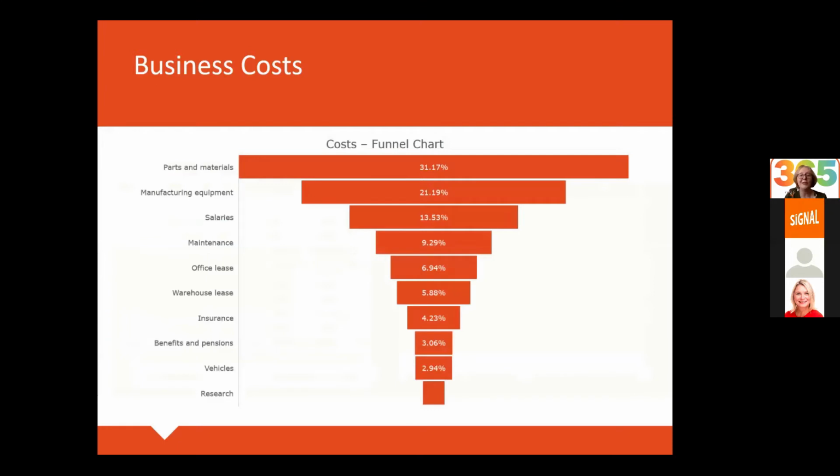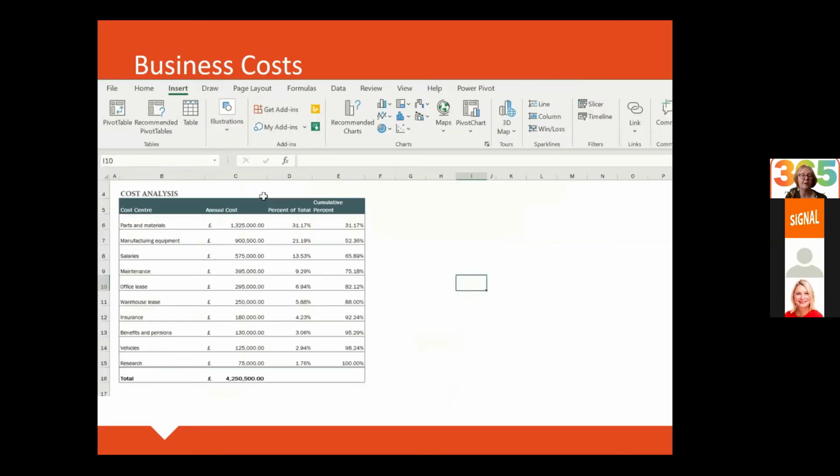So this one is known as a funnel chart. This one is one of the newer charts that they have in Excel. And you can see it's sorted with what you spend your money on first, going down to what you spend your money on least. And you've got the funnel to your cost. So it's a nice way of being able to look at those.